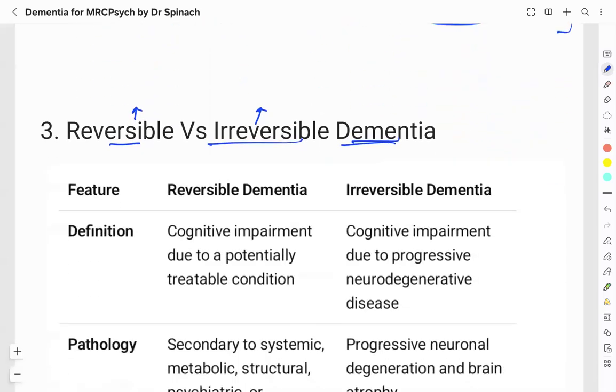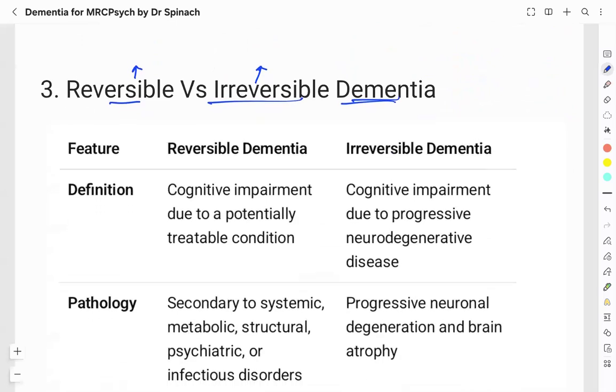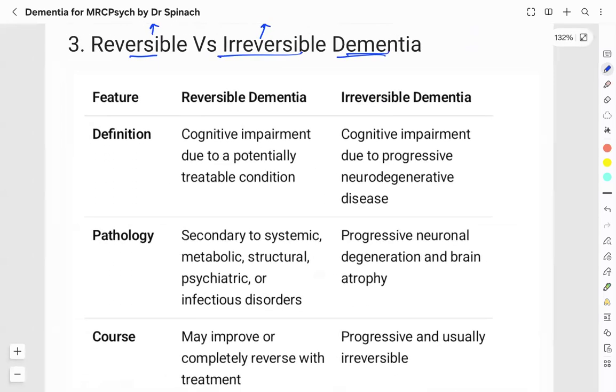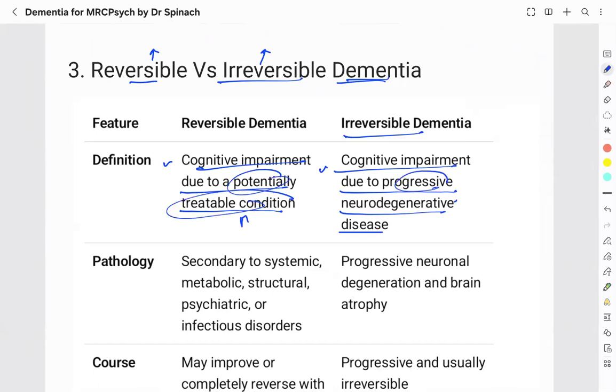So we have reversible and irreversible dementia. Reversible dementia is cognitive impairment due to a potentially treatable condition. Well, what is the definition of these? Let's go into the definitions. Cognitive impairment due to a potentially treatable condition, and irreversible cognitive impairment due to progressive neurodegenerative disease. So, potentially treatable condition, progressive neurodegenerative disease.